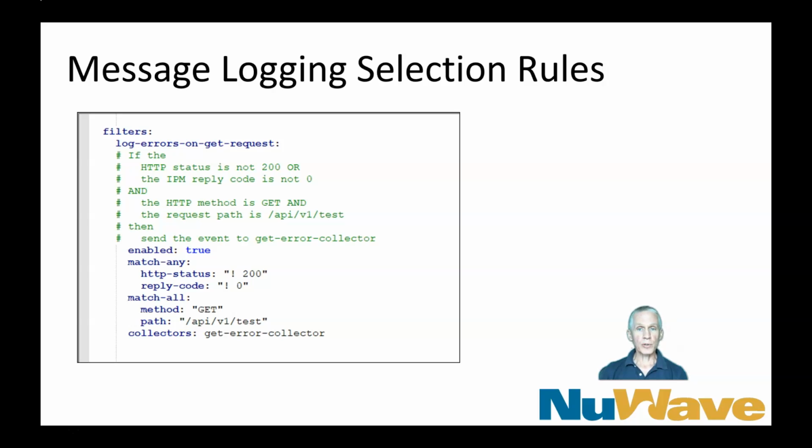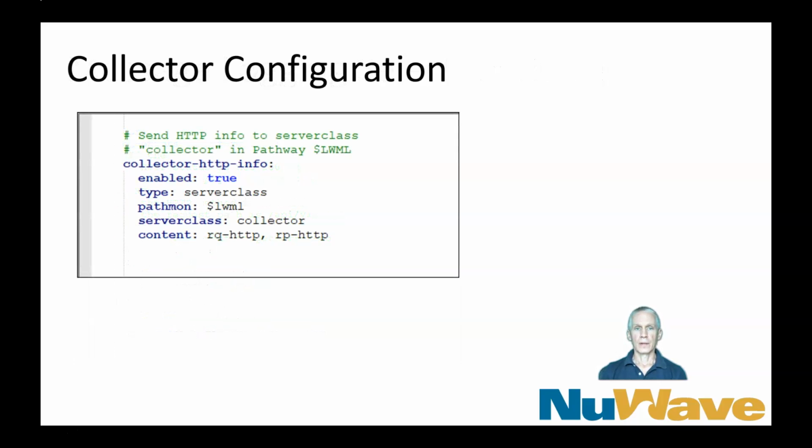The rules also support negation, and here's another version of the same filter using negation. Instead of matching the HTTP status in the range 400 to 500, we're matching when it's not 200. And instead of selecting an error reply code range of 1 to 2, we're matching when it's not 0. And when a rule matches, the message is forwarded to one or more collectors.